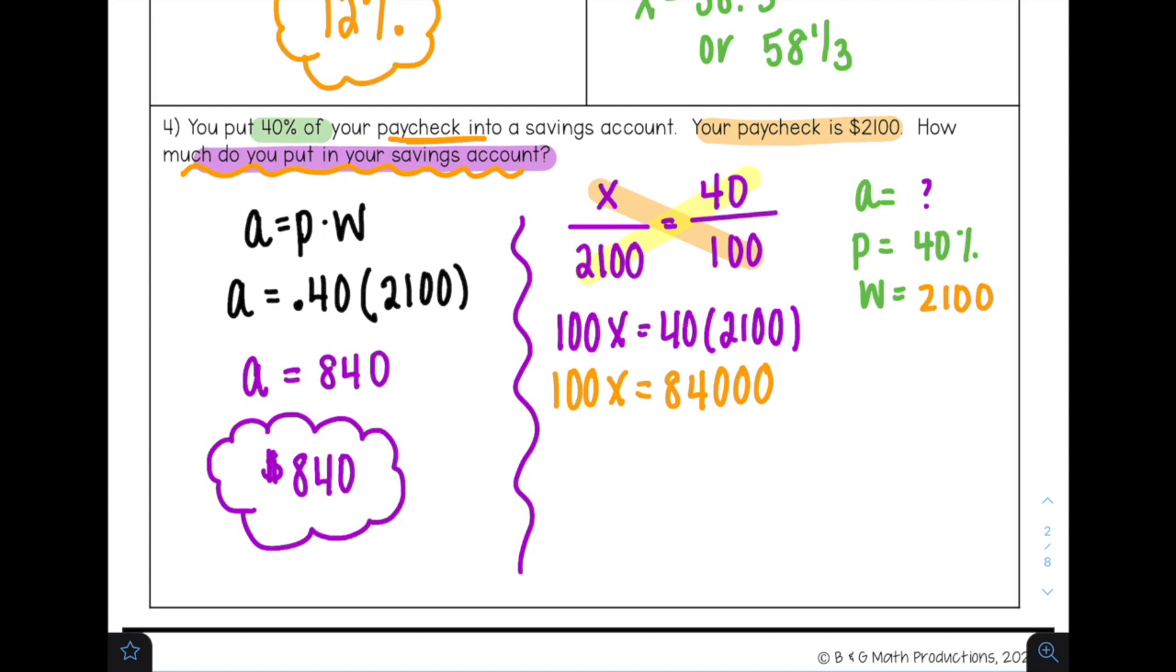And then because we're isolating our variable and trying to find what that part is going to be, we want to separate that operation with 100 divided by 100. And we have 84,000 divided by 100, so we get x equals 840, which is the same thing.